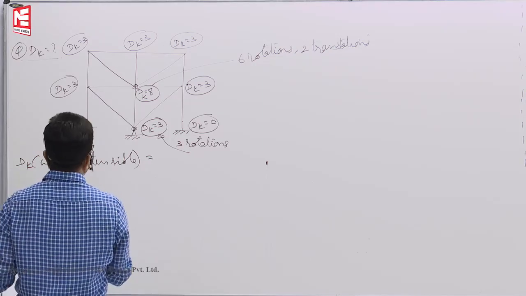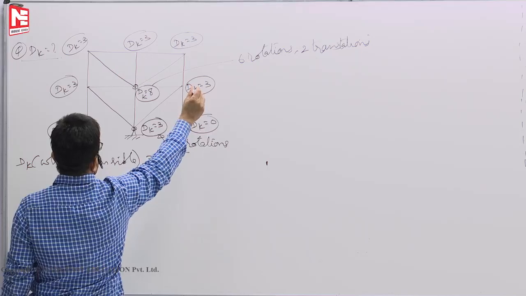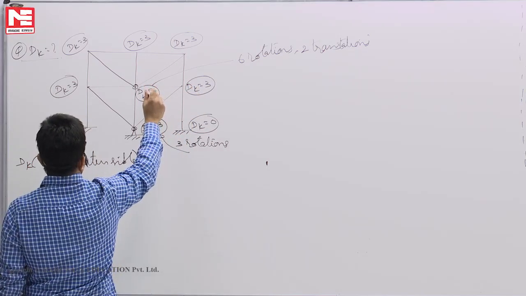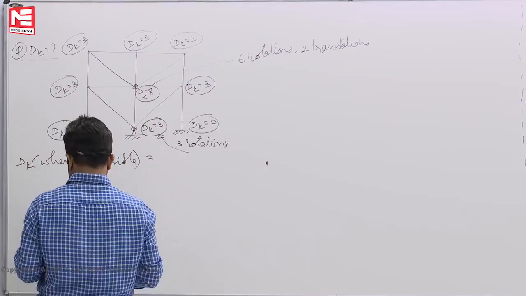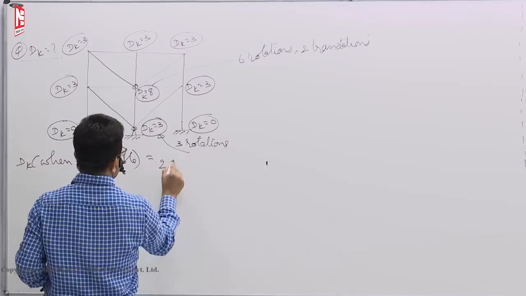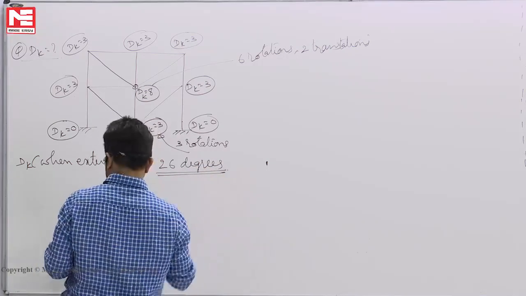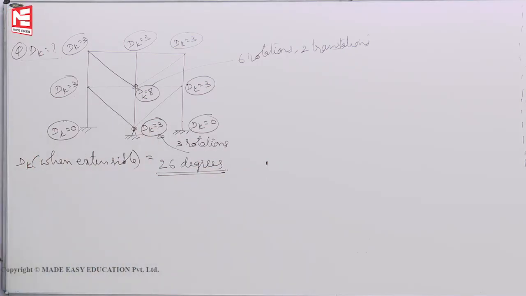So now, if you count them: 3, 6, 9, 9 plus 3 is 12, plus 8 is 20, 23, 26. So you will get Dk when extensible as 26 degrees. Dk when inextensible.